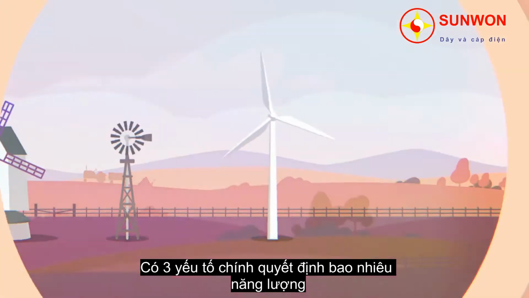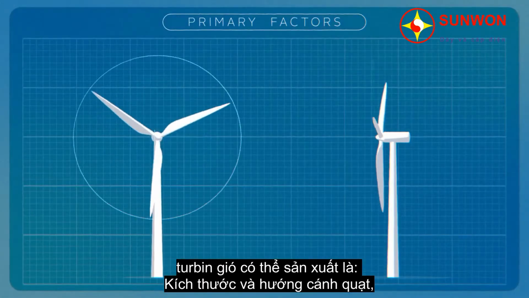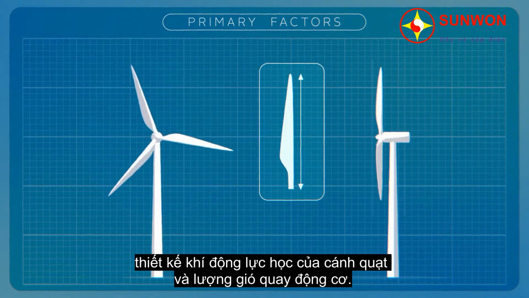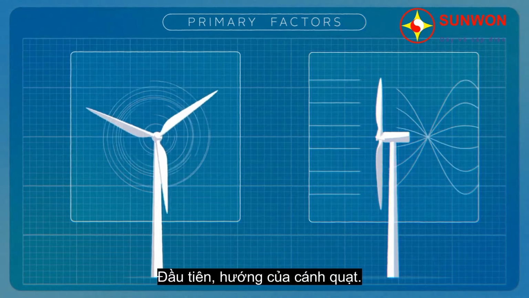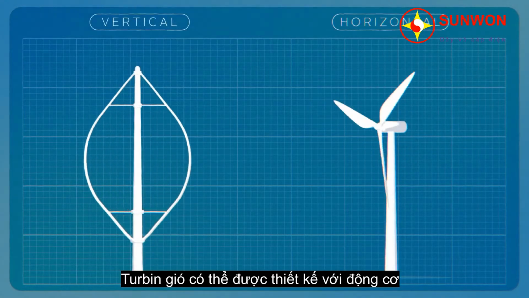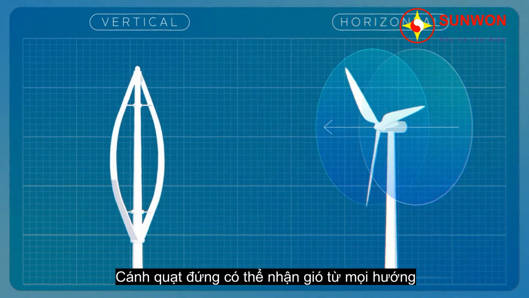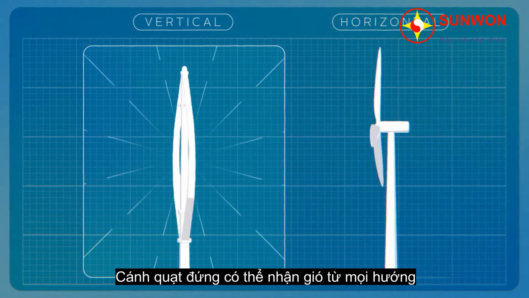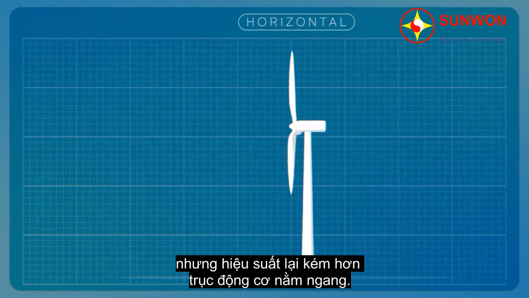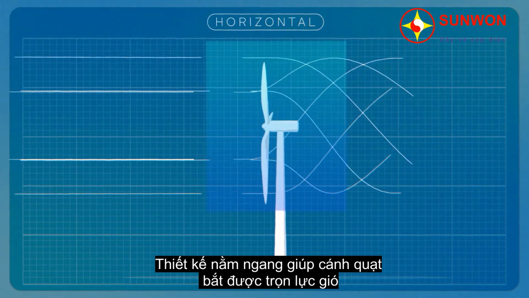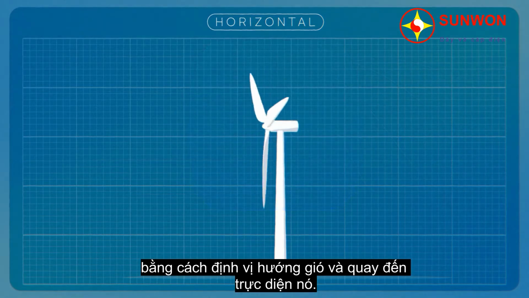This conversion from wind to rotational energy to electricity has defined wind turbines since their invention in the late 19th century. And there are three primary factors that determine just how much energy they can produce: the size and orientation of the blades, aerodynamic design, and the amount of wind turning the rotor. First up, blade orientation. Wind turbines can be designed with their rotor on a vertical axis or a horizontal axis. Vertical blades can pick up wind coming from any direction, but with much less efficiency than horizontal axis rotors.